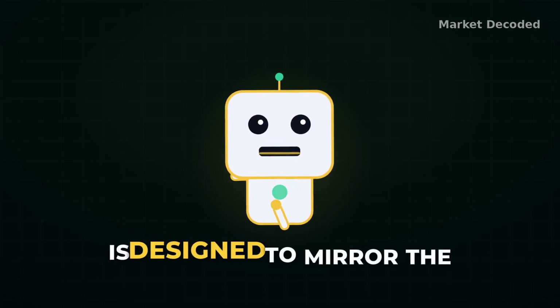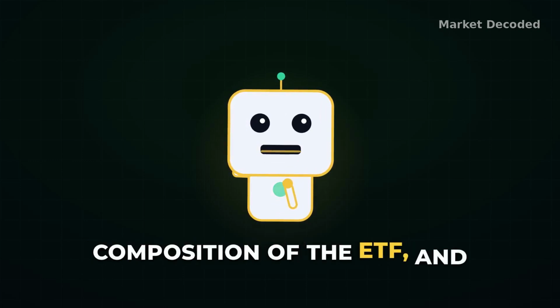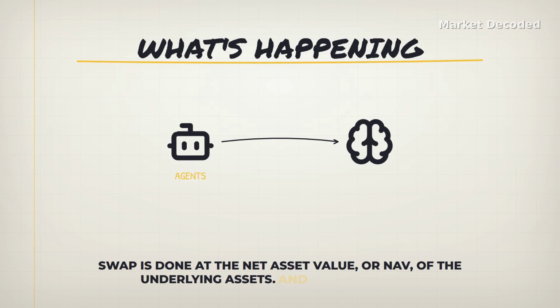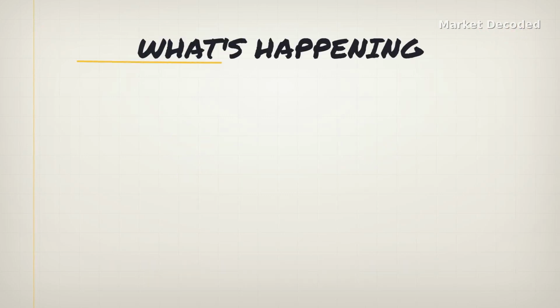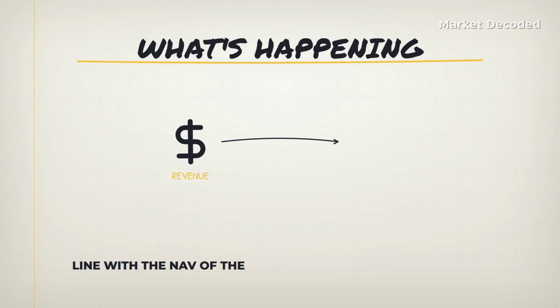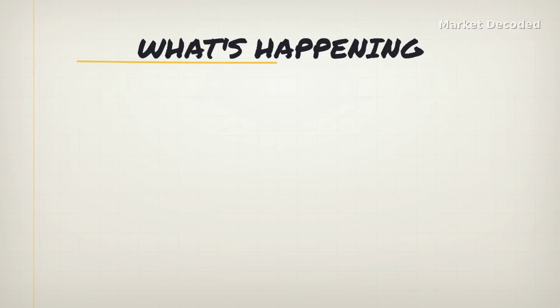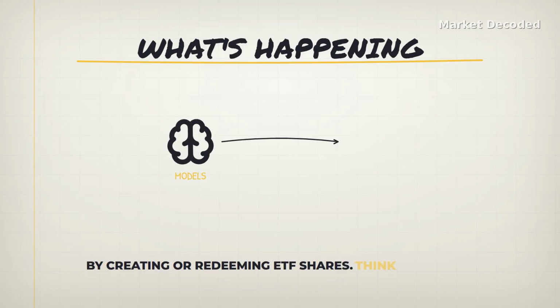This basket is designed to mirror the composition of the ETF, and the swap is done at the net asset value, or NAV, of the underlying assets. And here's the surprising part. This process is what keeps the ETF's price in line with the NAV of the underlying assets, because if the ETF's price deviates too far from the NAV, authorized participants can step in and profit from the difference by creating or redeeming ETF shares. Think of it like a seesaw.